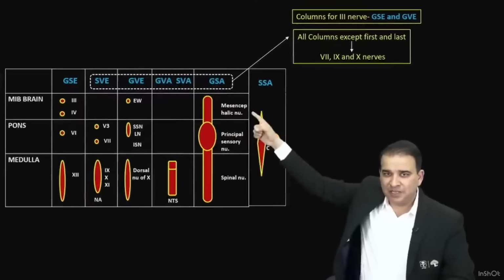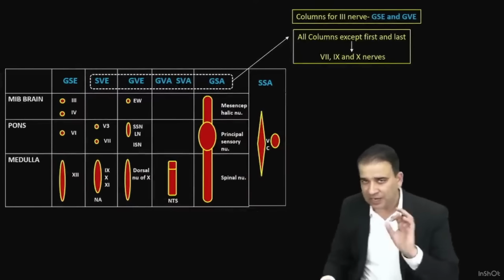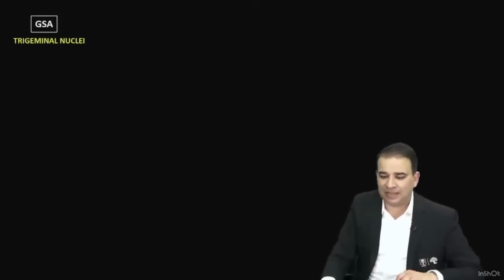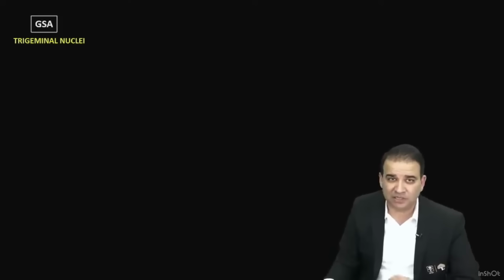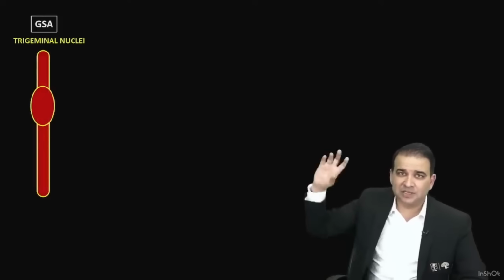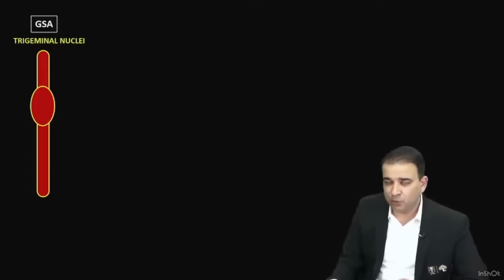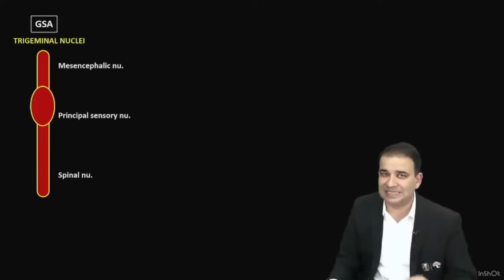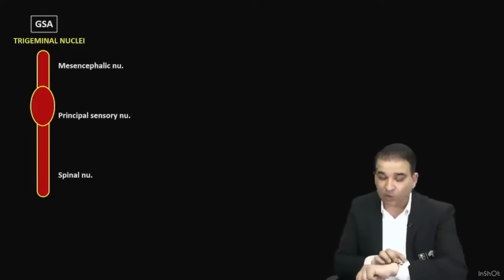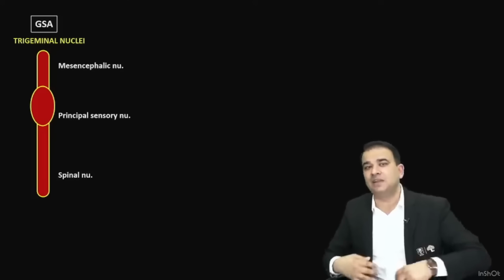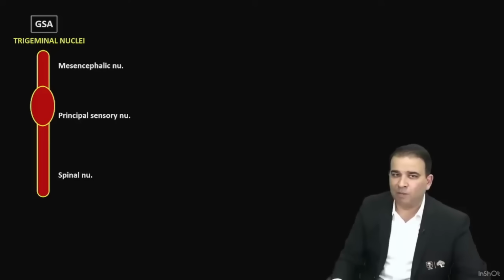Now let's take a couple of columns in detail, guys. Now look at the GSA column. Let's take the GSA column first, then I'll take you to the GVE column here, because there are some separate questions on that. Now general somatic afferent, the nucleus present inside the general somatic afferent column is called the trigeminal nuclei. This big trigeminal nuclei is present in the midbrain, pons and medulla oblongata, even crossing the medulla oblongata also. Now this trigeminal nuclei has three parts. We have a mesencephalic nucleus. It's present in the midbrain, so the cranial part is called the mesencephalic. The middle part is called the principal sensory or chief sensory nucleus. And then we have a spinal nucleus, which is present in the medulla oblongata, reaching till the spinal cord also, C2 level of spinal cord.